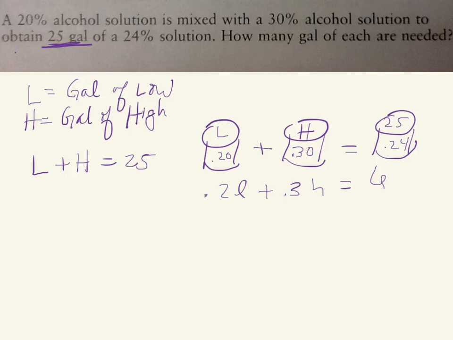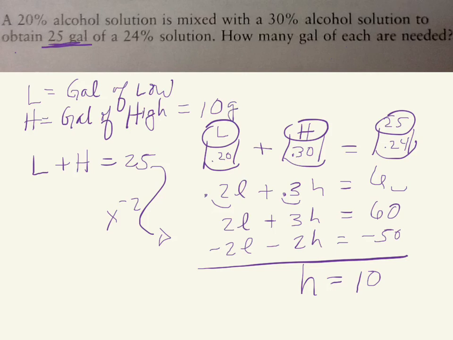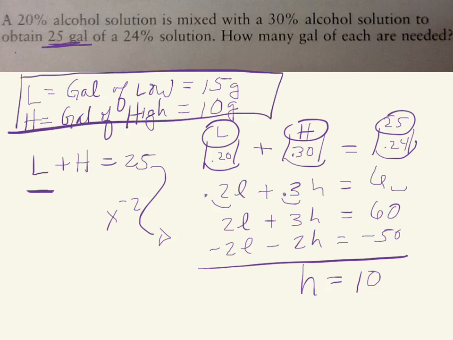I'm going to move these decimals one to the right, so I have 2L plus 3H equals 60. Now look what I'm going to do. I'm going to multiply the first equation by negative 2, which gives me negative 2L minus 2H equals negative 50. And what happens is I get H equals 10. So I need 10 gallons of H. How much do I need of L if I have to add it to 10 and get 25? I need 15 gallons of L. These are not easy, but if you follow the steps, they'll be fine.